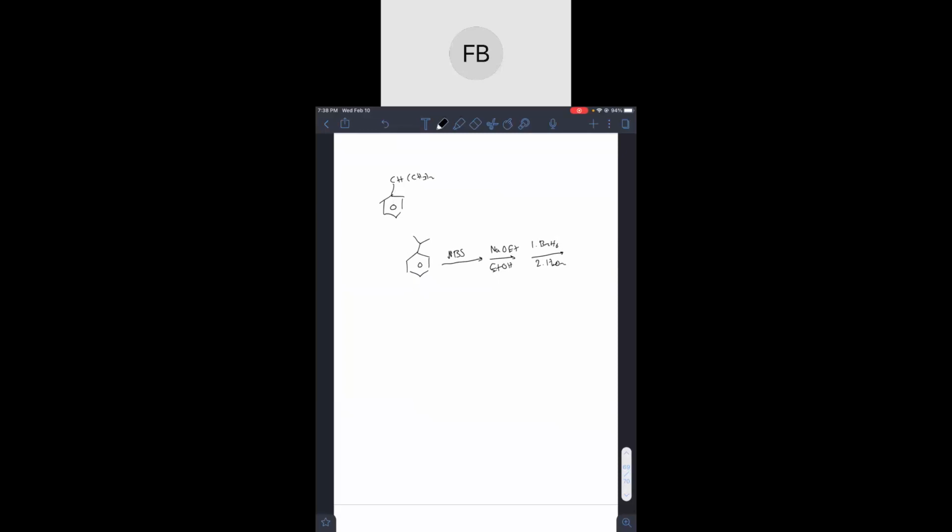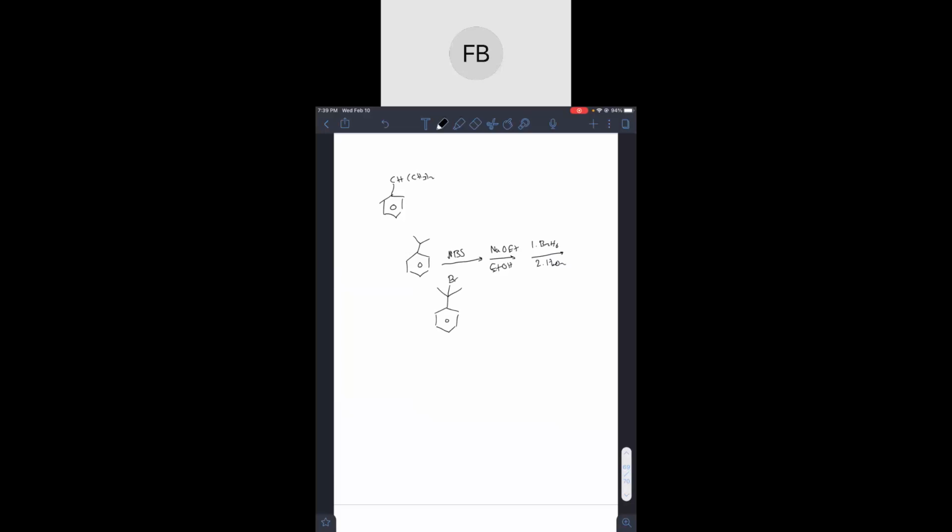So what do we know about NBS? NBS adds a bromine, and it adds a bromine to the most stable position. So I'm just going to draw this again. Obviously, you're going to have to add a bromine to here, which is the benzylic position. It's also tertiary, so it's extremely stable.